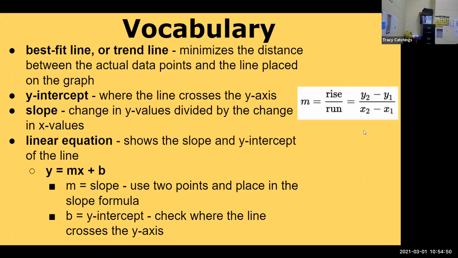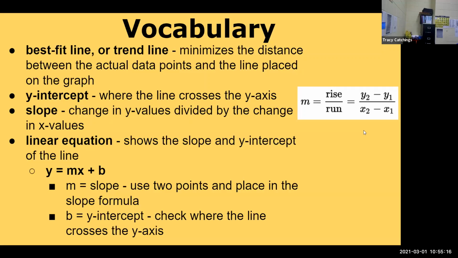You still a champion. All right, some vocabulary in case we didn't get it. A best fit line or a trend line, we learned this on Thursday. It minimizes the distance between the actual data points and the line placed on the graph. That means all those dots need to be as close to the line as possible. All of them won't touch the line, but they all need to be close to it. Then, of course, y-intercept, we've been looking at this since school started. That's where the line crosses the y-axis.